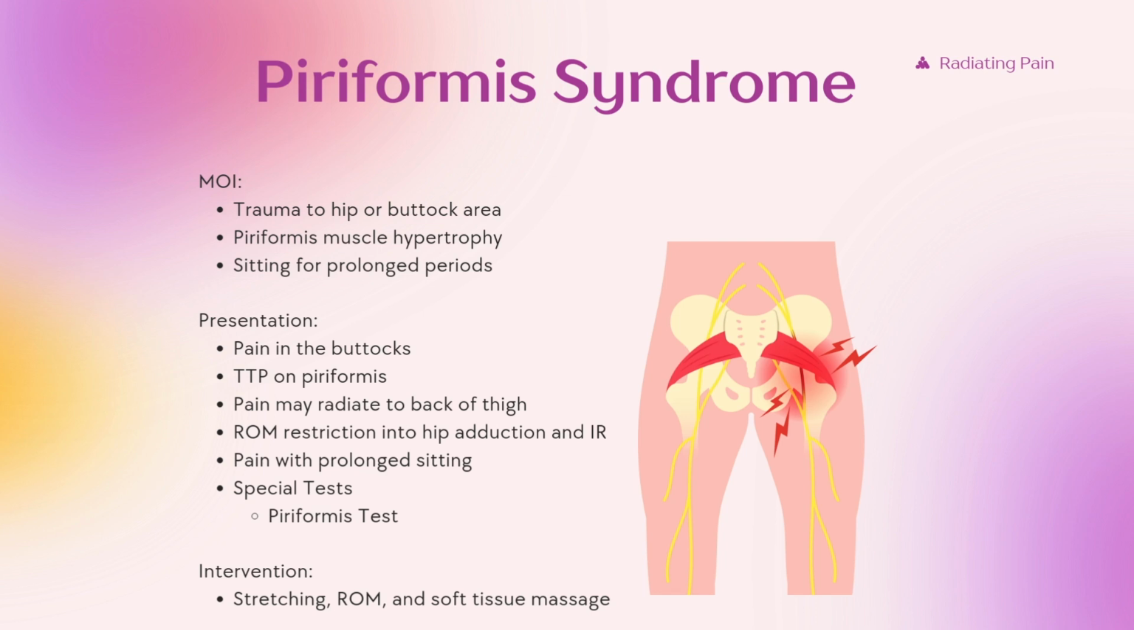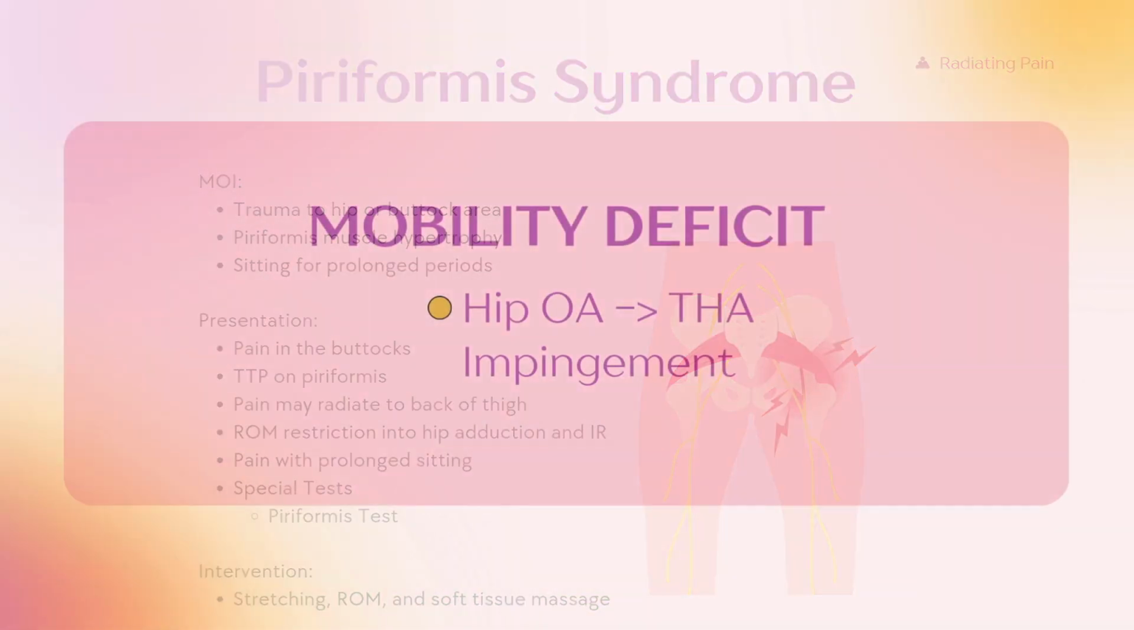The special test will be the piriformis test. This is when the patient is in side lying with the top leg flexed at the hip and knee. You apply downward pressure at the knee to adduct the hip while stabilizing the pelvis with the other hand. So basically this is stretching out the piriformis. A positive test would be pain or tightness in the buttock, or radiating pain down the leg.